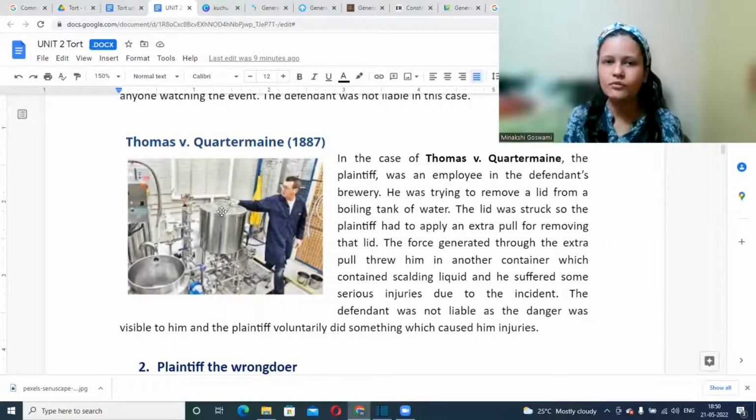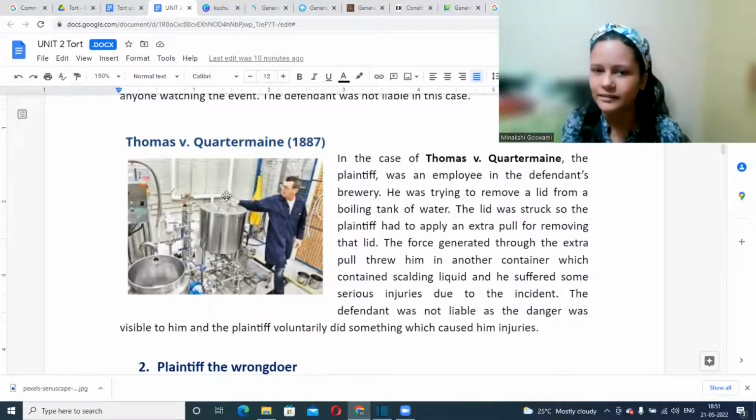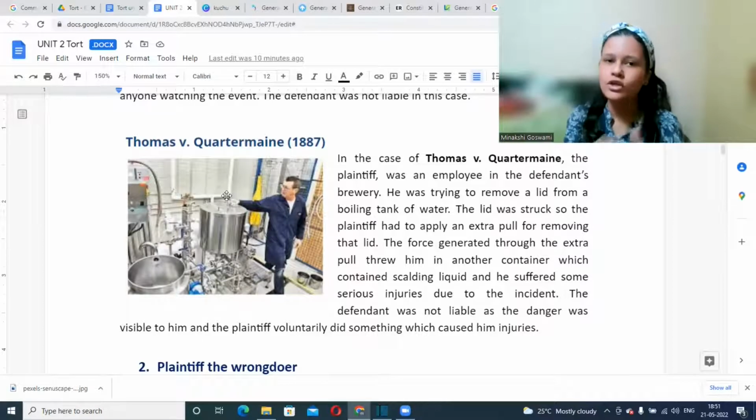Similarly, there was another case wherein there was a company producing drinks. There was some boiling hot water in one of the containers, and an employee was there. He knew that water is boiling inside it, and he wanted to remove the lid. Like it usually happens, when it's very hot, it's difficult to remove the lid. Same thing happened here. Now the employee knew that there is boiling hot water, but he still used enough force to open it, and he used that much force that it entirely came on him, and he suffered injury. So he claimed compensation.